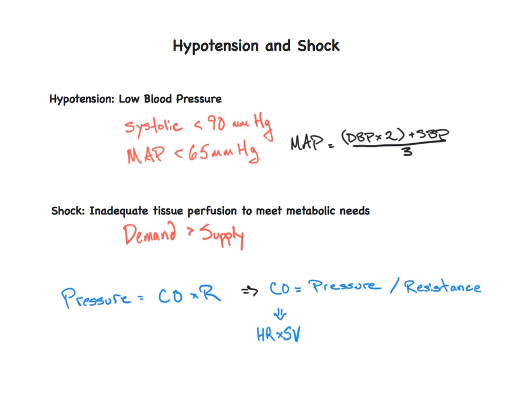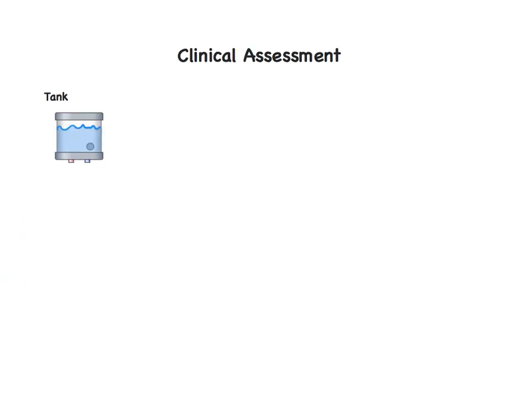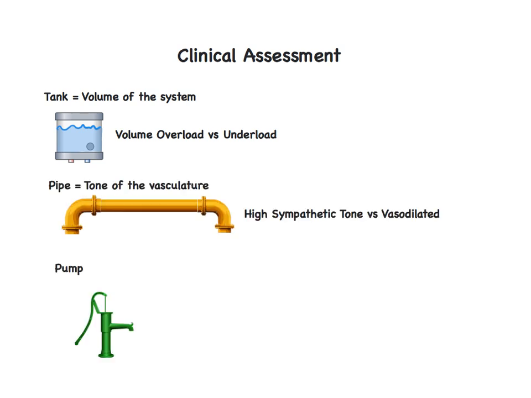If we were going to assess shock in a clinical scenario, we need to assess a few things. The tank. This is going to be the volume within the system. The tone or the pipes, which are the vasculature, and the pump. This is the heart and its squeeze. We won't discuss the workup of a patient in shock, but we can discuss the categories of shock and what it looks like in terms of the tank, the pipe, and the pump.